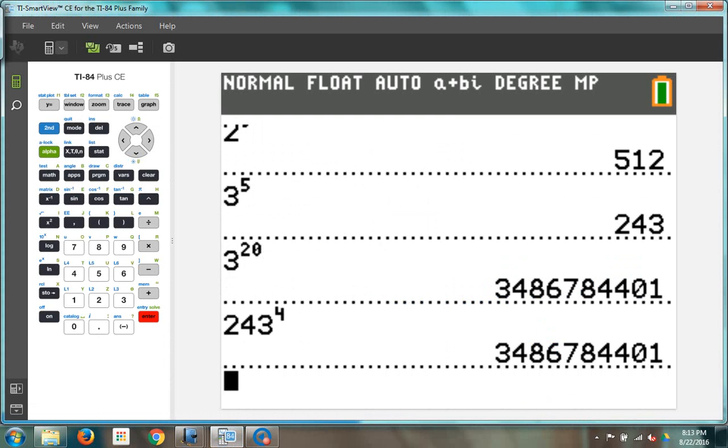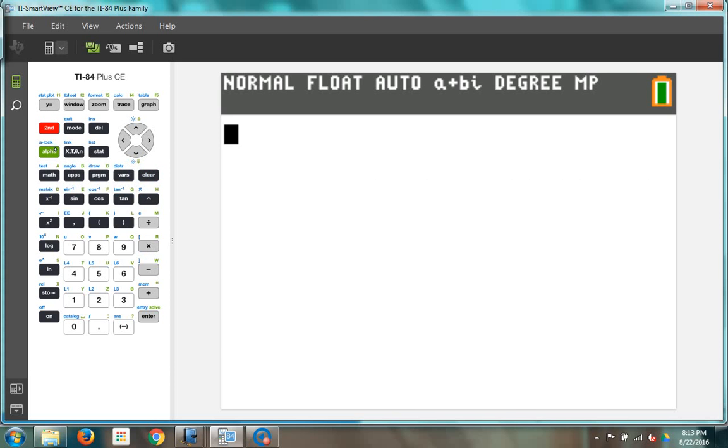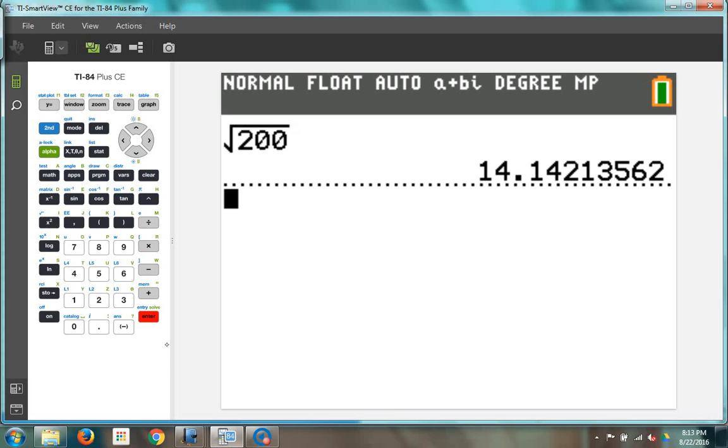With the graphing calculator, to do a square root, you want to hit second, and then over here on the left, there's a button that says x squared. Right above that, in the blue writing, it has a square root symbol. So you hit second, x squared, and that gets you a square root symbol. And then we type in 200 and hit enter. Give me an answer. 14.14213562, and I bet it keeps going forever.